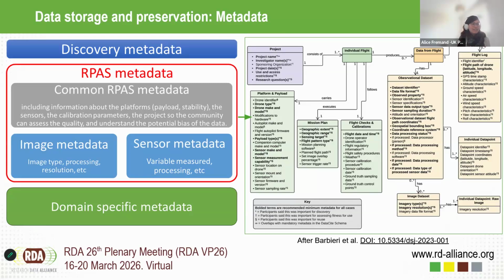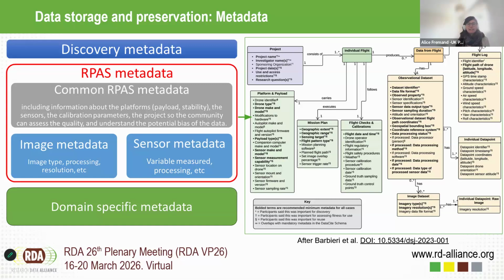And so the reference given here is a minimum information system for drone metadata, from this publication. The drone metadata have two kinds of types. You have the common drone metadata, which is information about the platform, such as the payload or the stability, and then other information regarding the sensors, the calibration parameters, and the project, so that the community can assess the quality and understand the potential bias of the data.